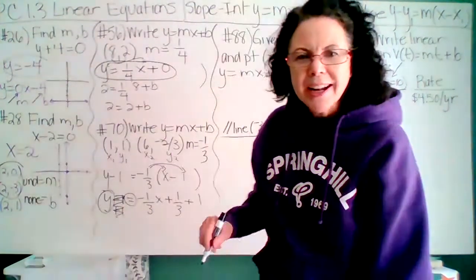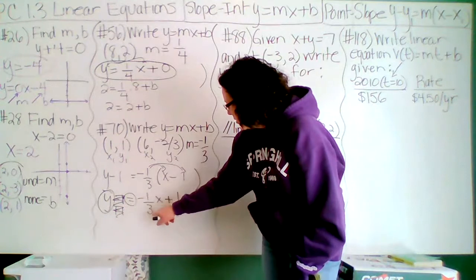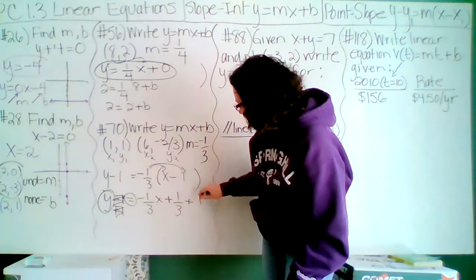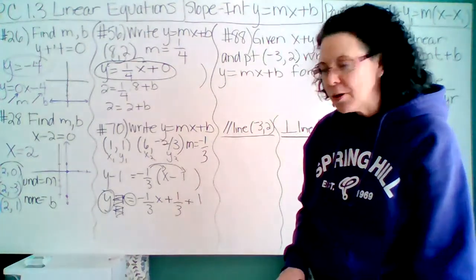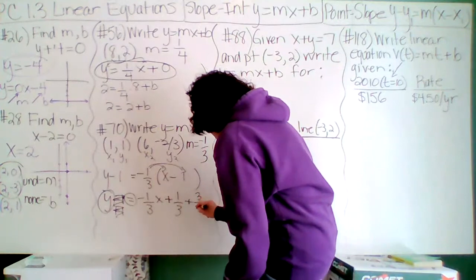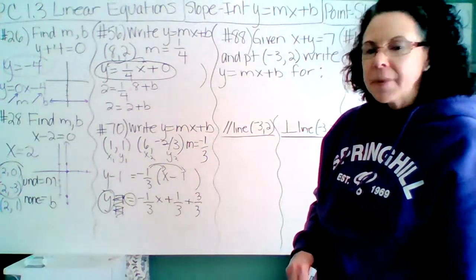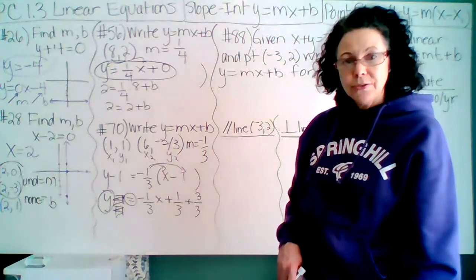Watch carefully. I'm running out of room. Mx, negative 1/3 x, plus this b. I just have 1/3 plus 1. So if it's okay with you again, I'm going to make my 1 3/3. And now I can do this better. 1/3 plus 3/3 is 4/3.